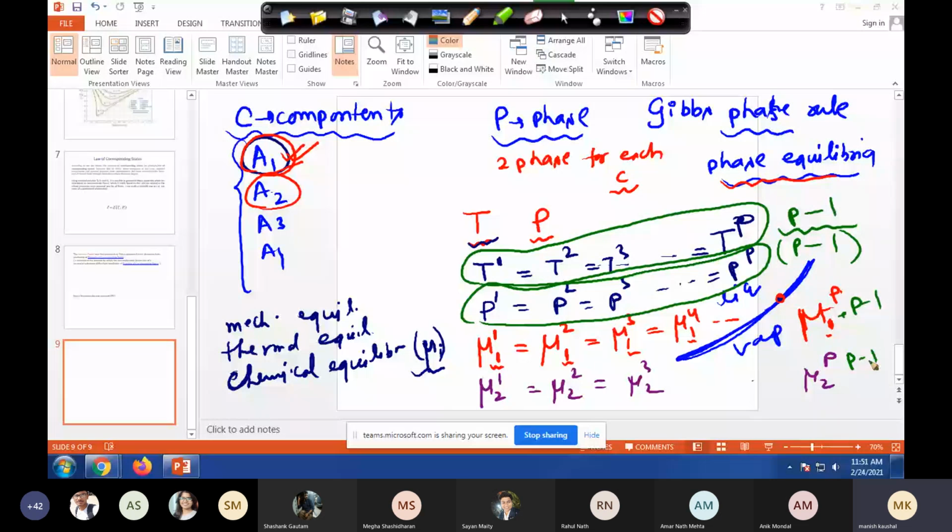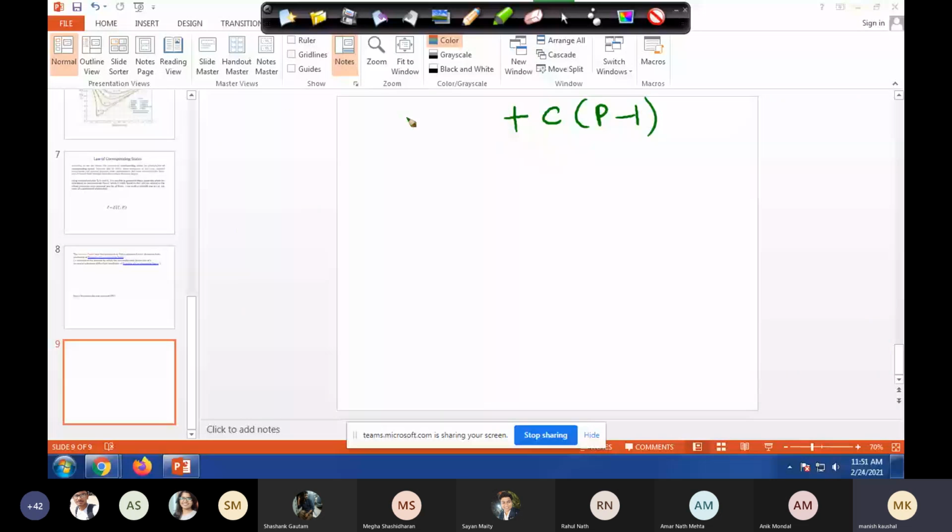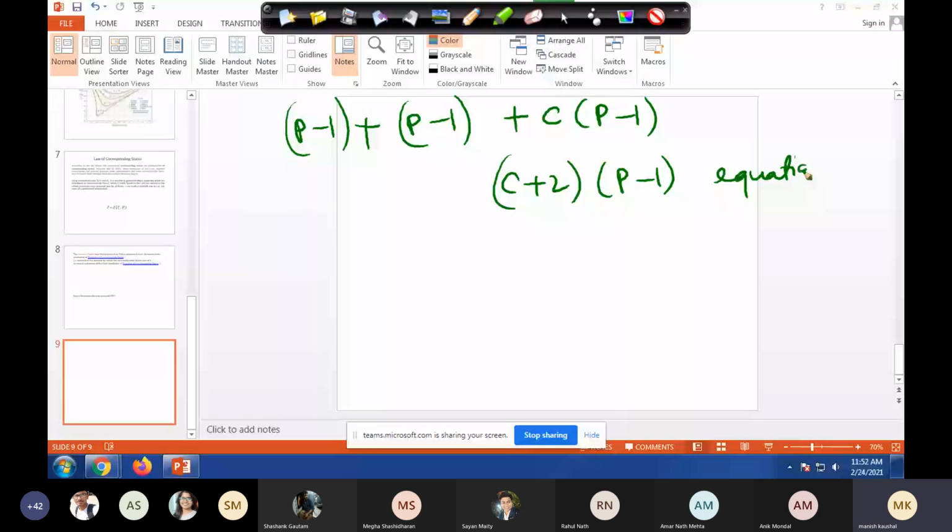So let's count the total number of equations. How many components do we have? C. From chemical potential equality, how many equations will we get? C times P minus 1. And for temperature, we have P minus 1 equations, and for pressure, P minus 1. So in total, C plus 2 times P minus 1. This is the number of equations.